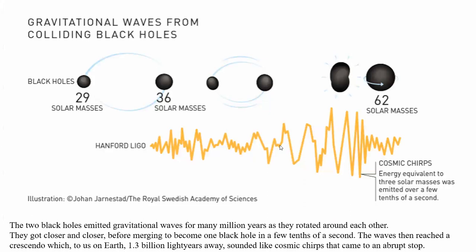This is the gravitational wave from colliding black holes. See, one is about 29 solar masses, and you know that a solar mass is the mass of the Sun. The other is 36 solar masses. These two end up spiraling, coming closer and closer, and then they collide.